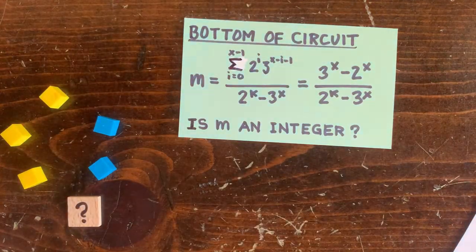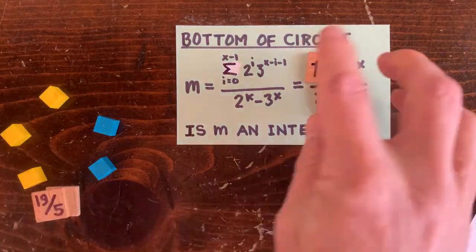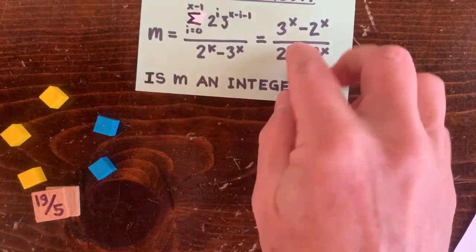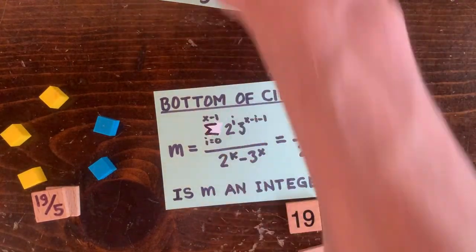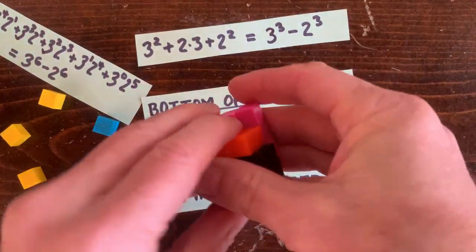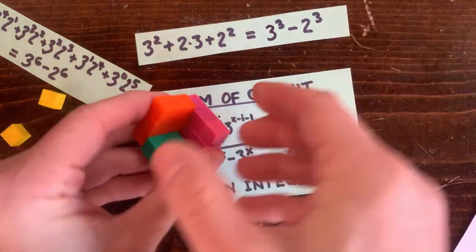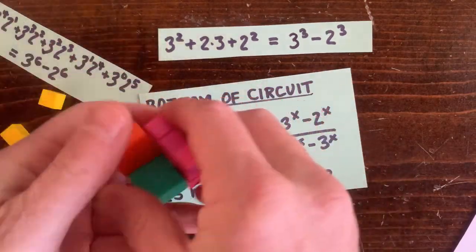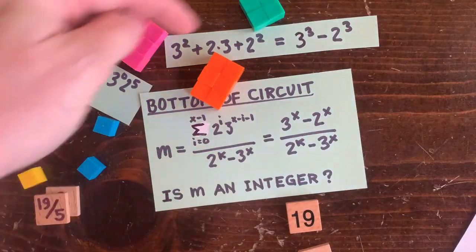Now for circuit loops, beta amazingly simplifies to 3 to the x minus 2 to the x. So for example, this whole beta here simplifies to just 3 to the 6th minus 2 to the 6th. And here's an even simpler example. For 3 cubed minus 2 cubed, I'm going to start with this 3 by 3 by 3 Rubik's Cube and subtract out a black 2 by 2 by 2 cube. That leaves us with 3 squared in pink plus 3 times 2 in orange plus 2 times 2 in green.